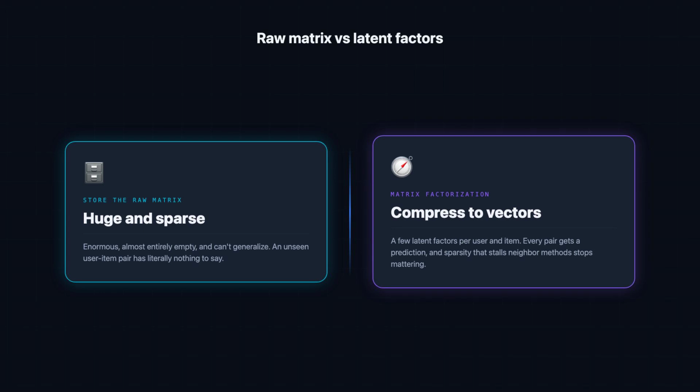Matrix factorization compresses all of that into a handful of latent factors per user and per item. Suddenly, every user-movie pair gets a prediction, even ones never seen, because both sides live in the same compact space. It generalizes, and it laughs off the sparsity that stalls neighbor-based methods.